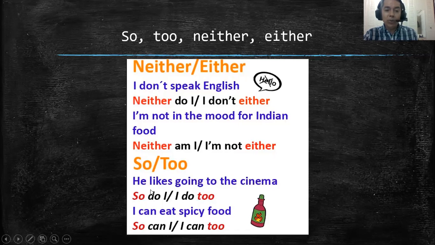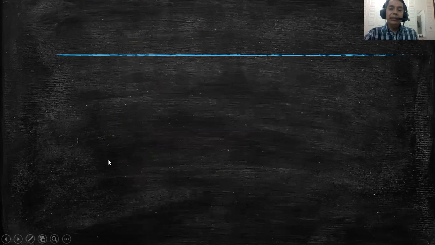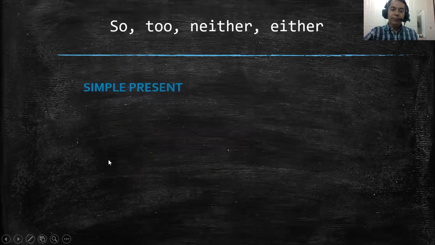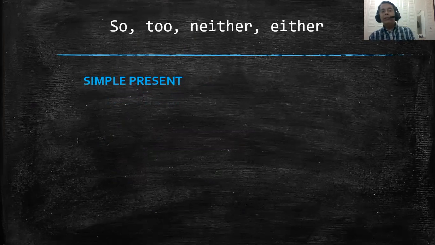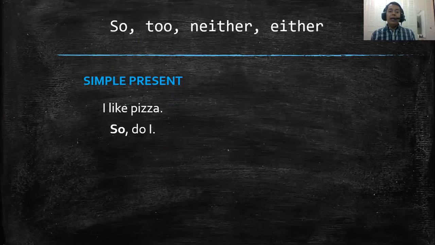Si quieren usar el so, usen el so. Si quieren usar el too, usen el too. So do I, I do too. And so is at the beginning and too is at the end, right? Now we're going to see more examples in another context, right? Let's start talking about the simple present. How do you use so, too, neither and either in simple present? For example, the sentence, I like pizza, is simple present, right? I like pizza, so do I.